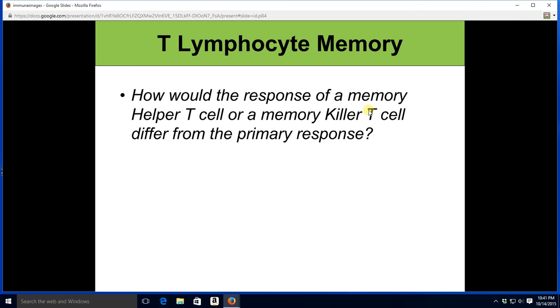Now, of course, a memory killer T cell is going to undergo mitosis a lot faster. A memory helper T cell will be able to make more and better cytokines. A memory killer T cell, when it makes new activated killer T cells, they're going to work better, be better recognizers and better killers.